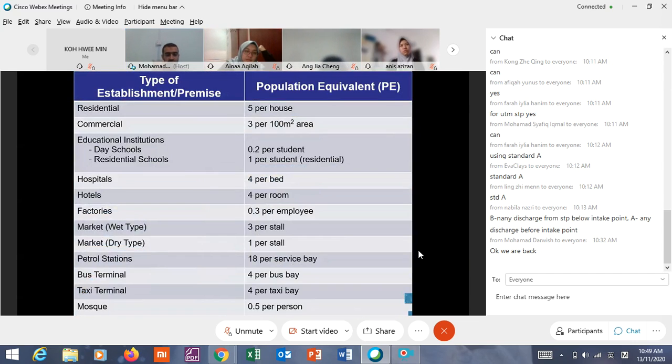And this is the table that shows the whole type of premises or establishments that can use water. We have the residential, we have the commercial, and educational institutions, we have hospitals, hotels, factories. We have the market, whether wet market or dry market.